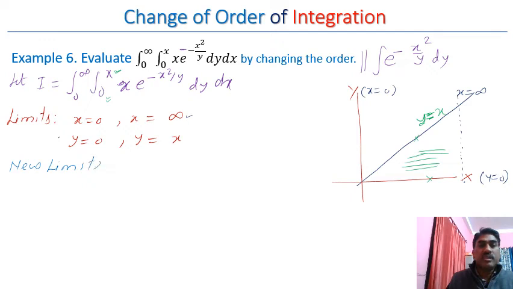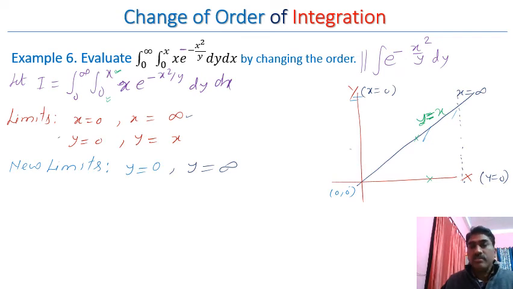New limits means limits after changing the order. So for new limits, write the minimum and maximum value of y. So y has the minimum value 0 at this point, and as you go on in this region, y increases indefinitely. So y is also infinity. What will be y at x is equal to infinity? It will be infinite. So y also has infinite value in this region. So the upper limit of y is infinity. So y is equal to 0 to y is equal to infinity. And then for the limit of x, draw a horizontal strip and start moving from left to right.